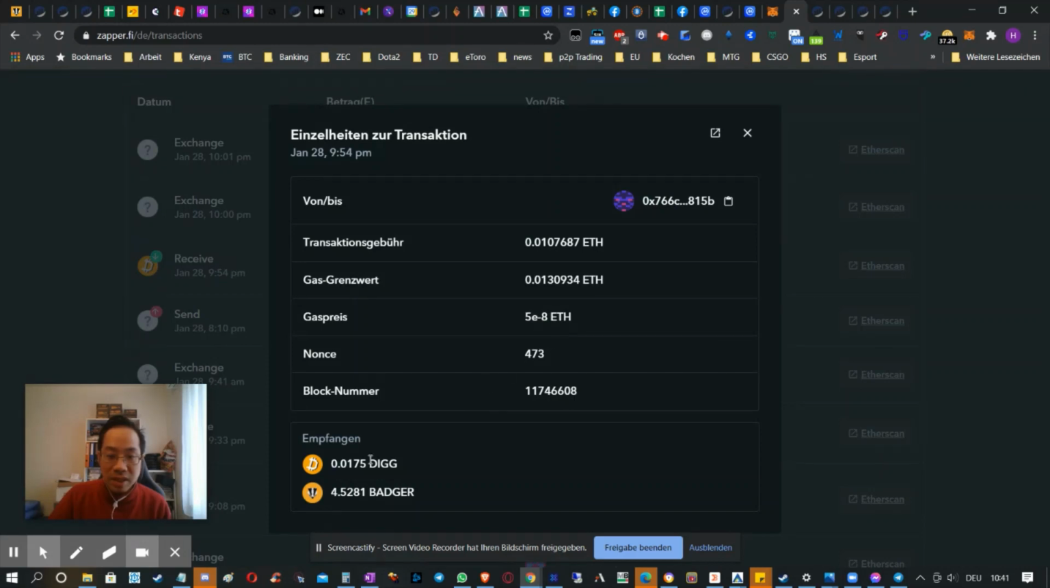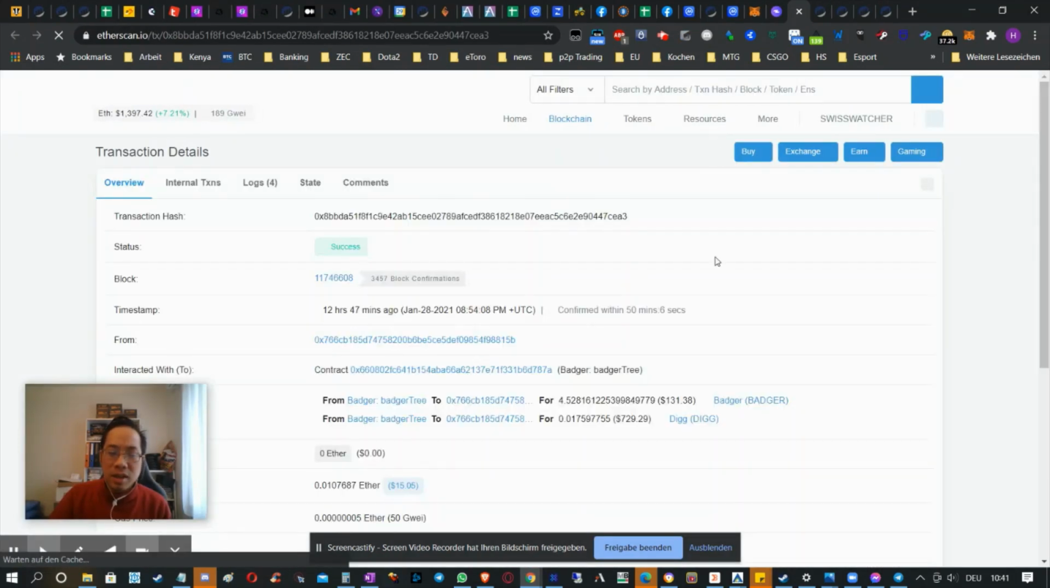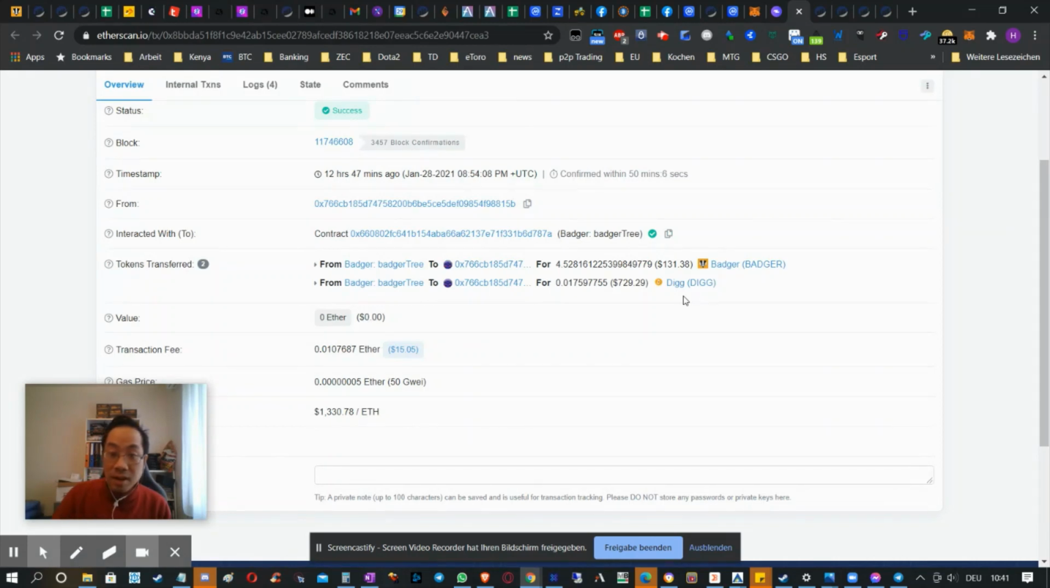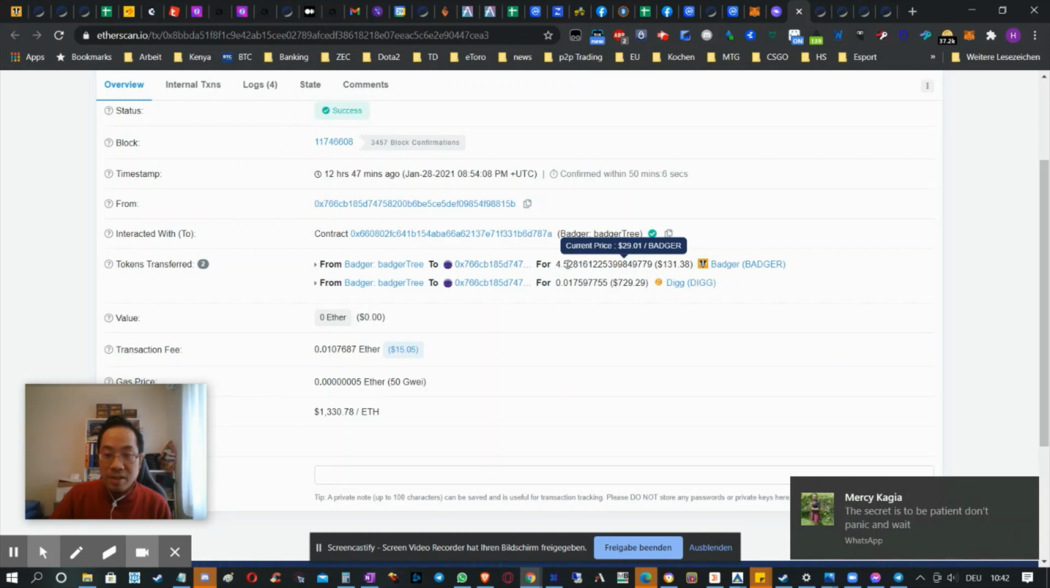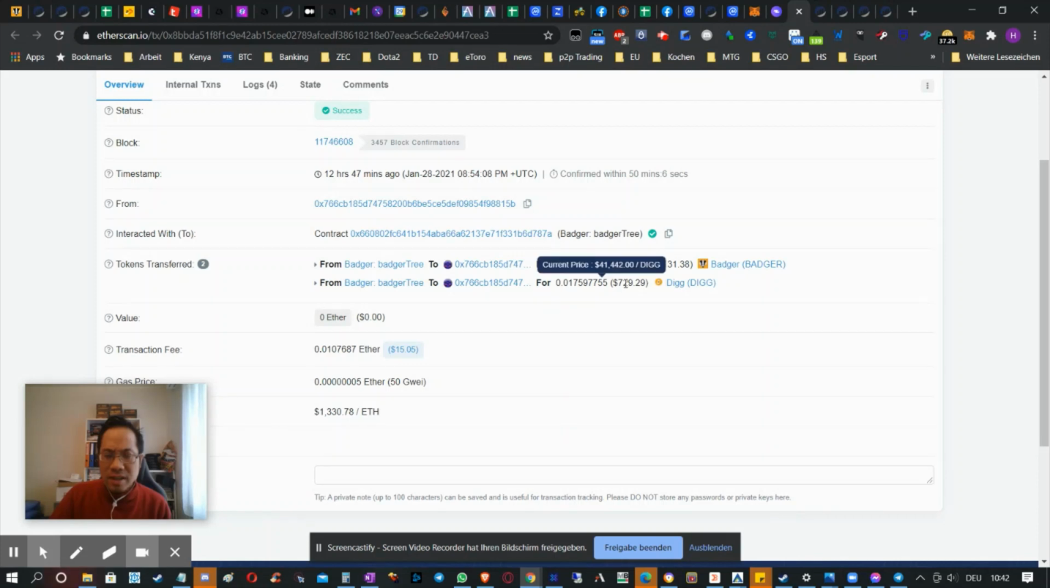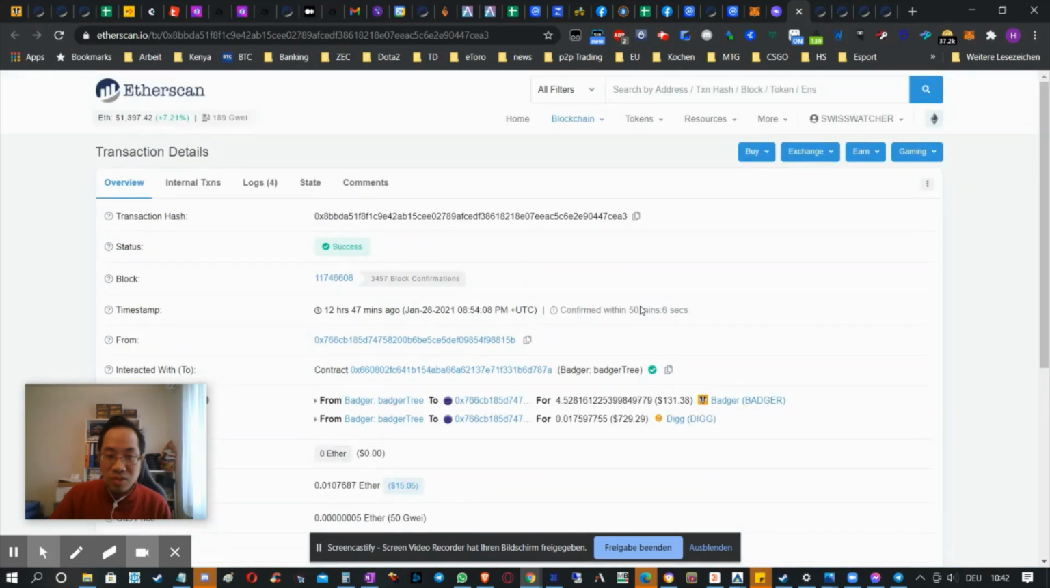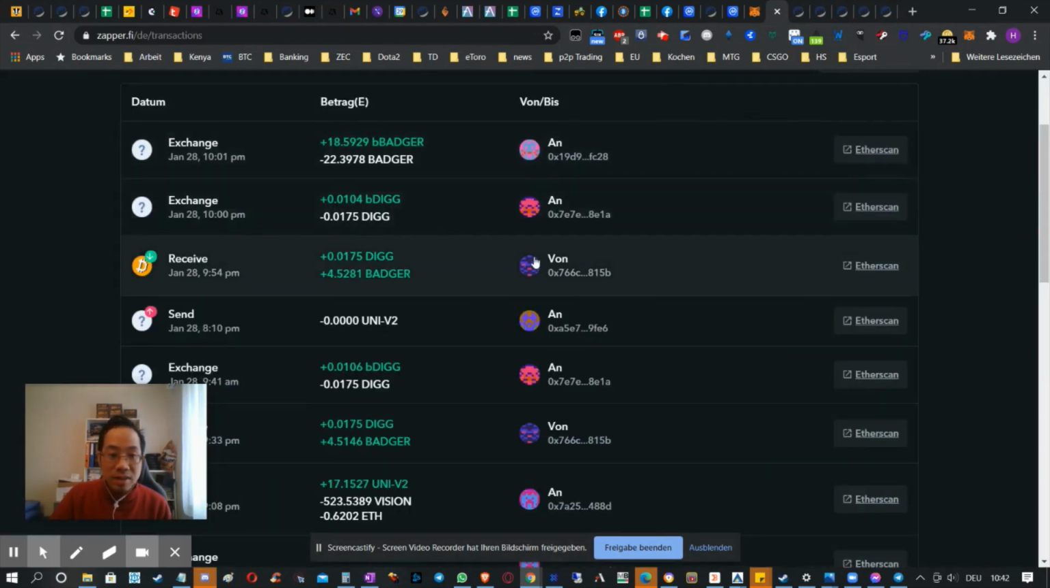So this is the amount of Dig I received, the amount of Badger. And I can go to Etherscan and see how much I've collected. So I've collected 790 Dig, which is currently valued at $40,000 above the price of Bitcoin. I've collected 130 Badger, 4.5 Badger, and it's around $29. So I've collected close to $1,000, which is not bad. That was for the 28th.